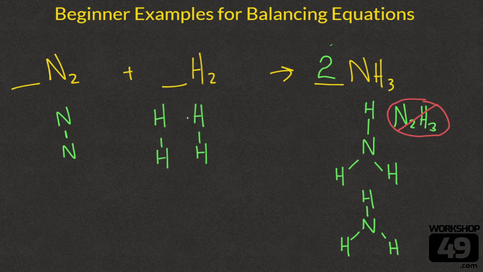Now we have 2 pairs of H's. That's still only 4, not enough. We can add in one more. Now we have 6 H's on the left. That's 3 of these blocks. We can put in a 3.